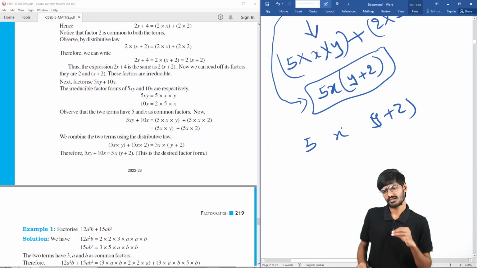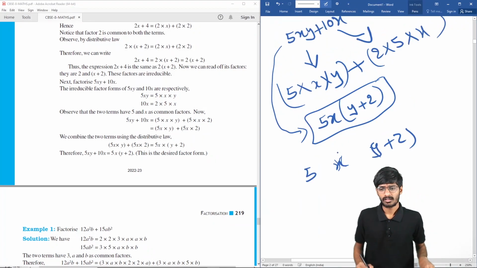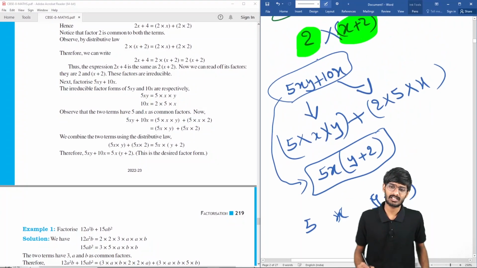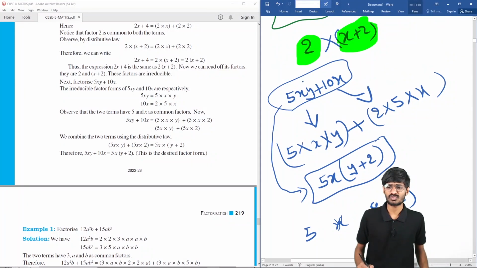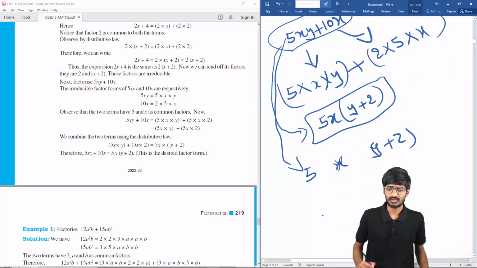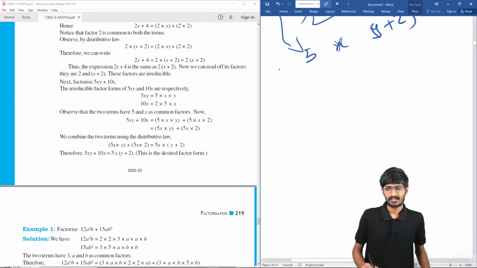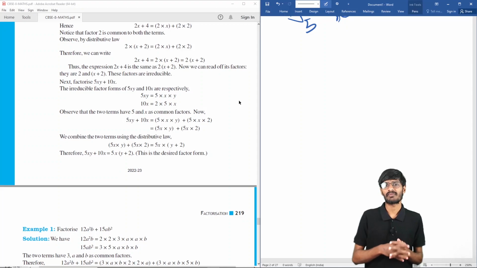Okay students, as 5x into y plus 2 is equal to 5xy plus 10x, the factors of 5x into y plus 2 are equal to the factors of 5xy plus 10x. So the factors are 5 into x into y plus 2. That's it students. Like that we have to find the factors. The method we are using is the common factors. We are taking out the common factors.